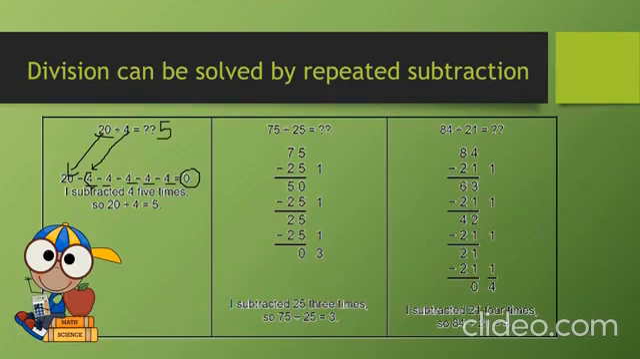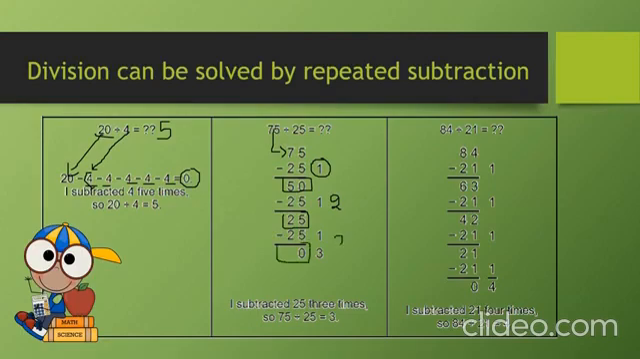75 divided by 25. So take 75, the top number, and 25, the bottom number. So 75 minus 25 equals 50. Then here we have the first subtraction operation. So 50 minus 25 equals 25. And here we have the second operation. 25 minus 25 equals 0. We get 0.